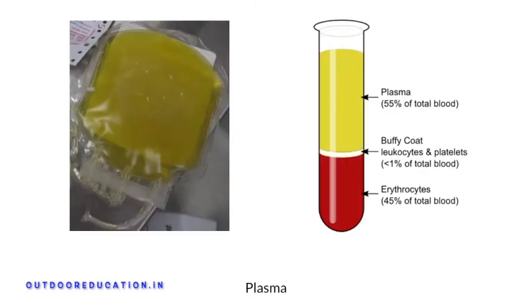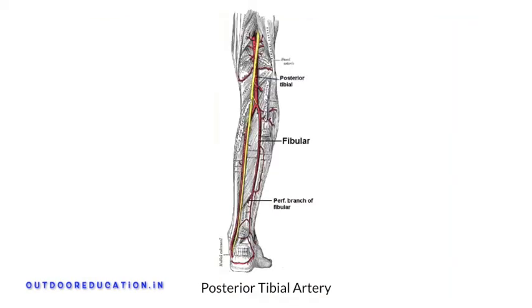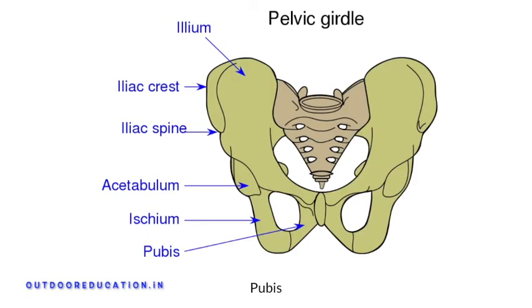Plasma, very important. We have about 55% of plasma in our body, in our blood. This is the fluid portion of the blood. Platelets are components of blood, membrane enclosed fragments of very special cells. Posterior tibial artery, as you can see, posterior, it's at the back in the tibia bone, and it's the artery. Pubis, the medial anterior portion of the pelvis.